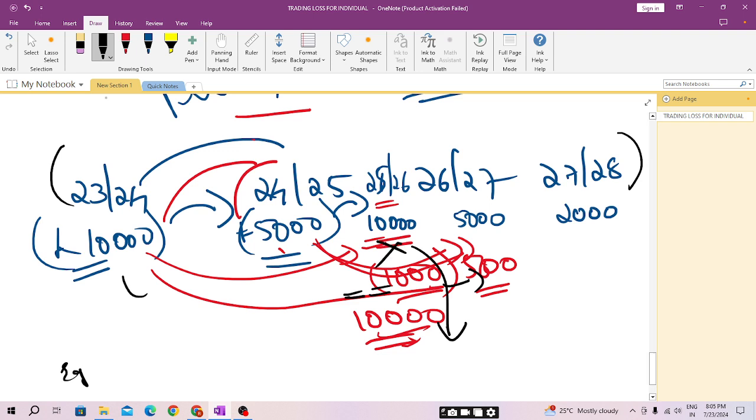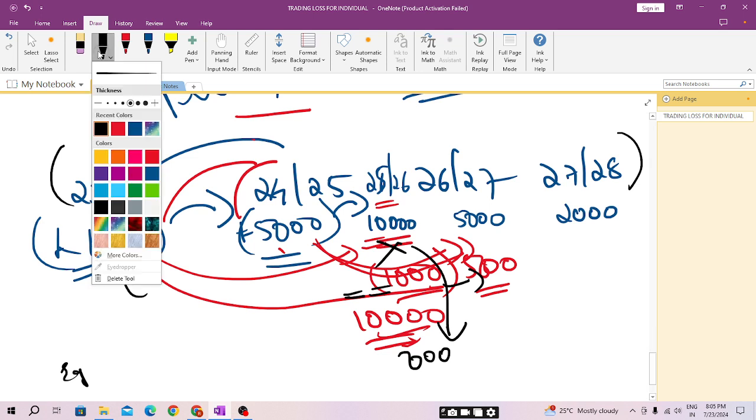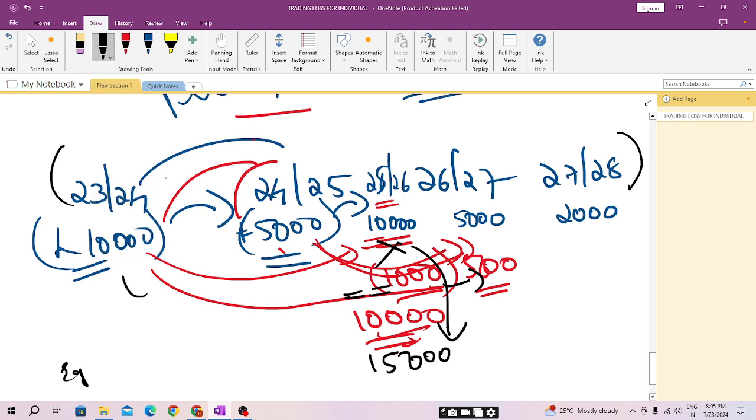We can't claim a partial amount. So if it was, let's take 15,000, you can't say that I will claim only 2,000 because my PA will get wasted. No students, you can't say that. You need to set off the carry forward loss against the first available trading profit, and no partial claim is allowed.